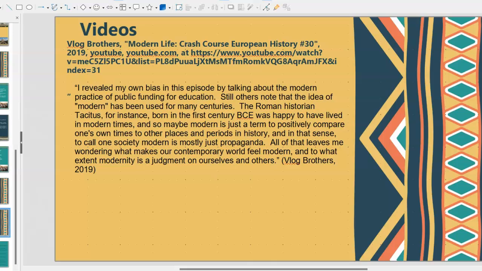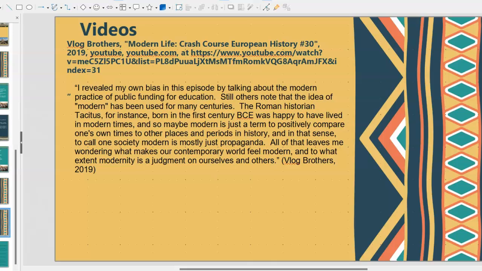Still others note that the idea of modern has been used for many centuries. The Roman historian Tacitus, for example, born in the 1st century, was happy to have lived in modern times. And so maybe modern is just a term to positively compare one's own times to other places and periods in history. And in that sense, to call one society modern is mostly just propaganda. It's just basically to say that your society is better. It kind of harkens back to that idea of bringing civilization to other peoples.